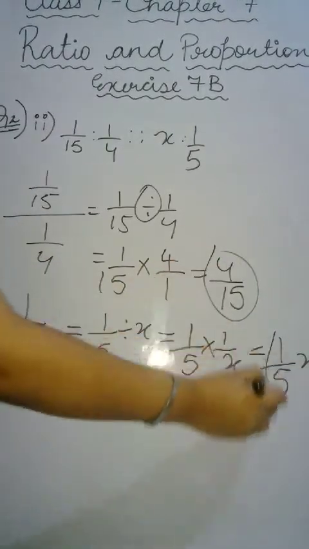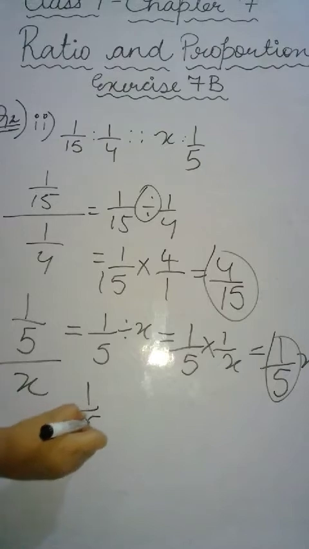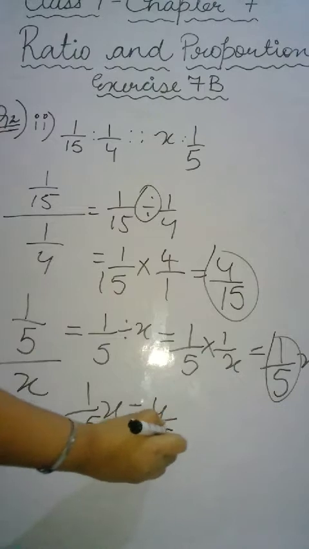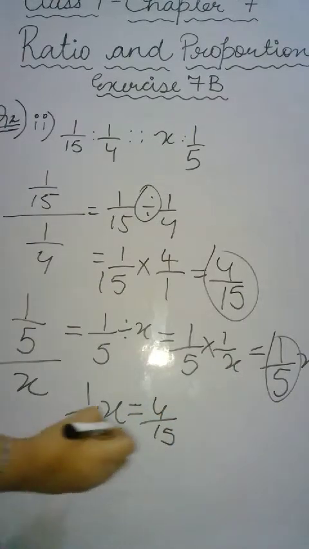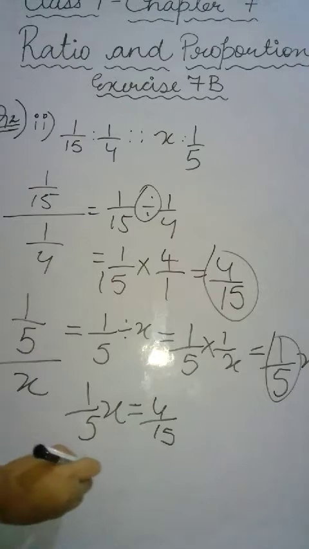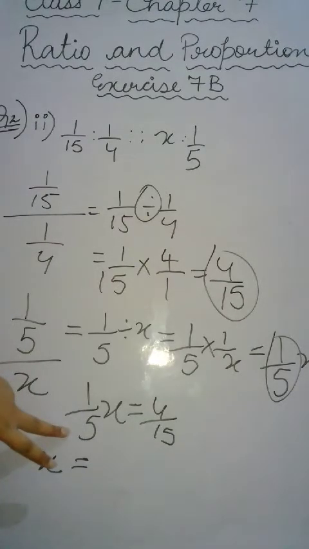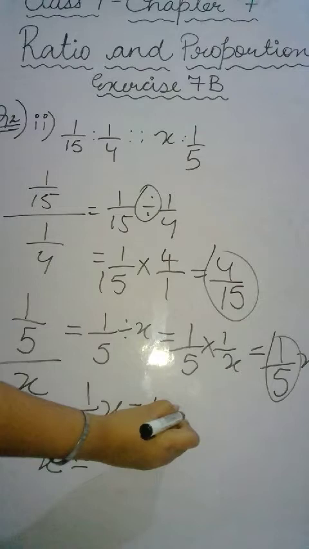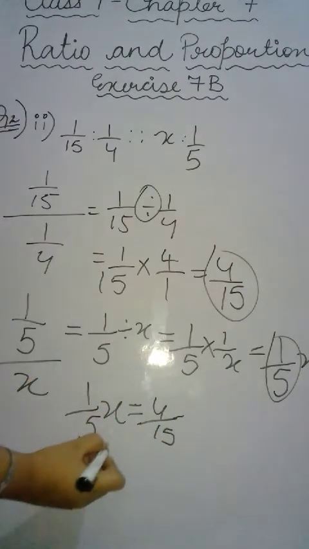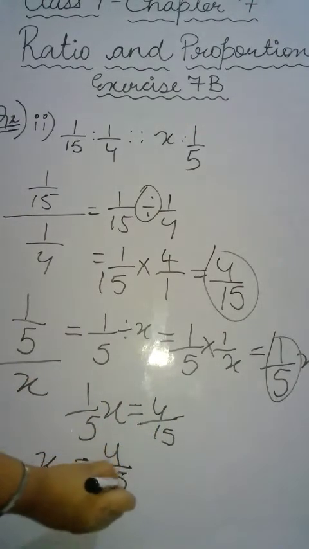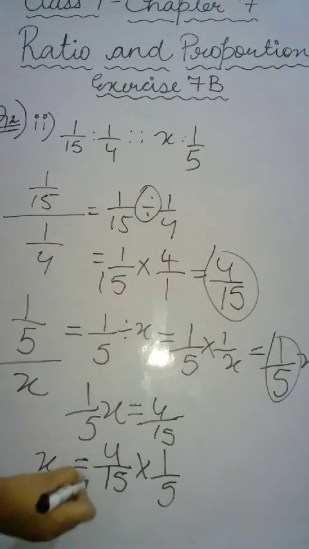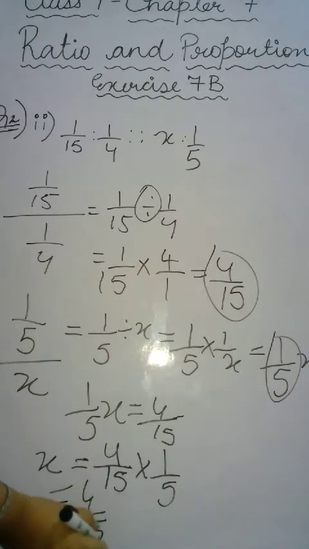You have got two numbers. 1 by 5x equals 4 by 15. Now x will remain over here, and you get 4 by 75.